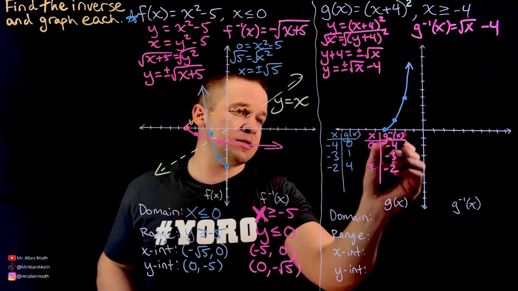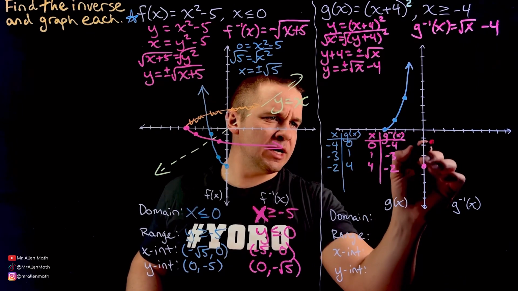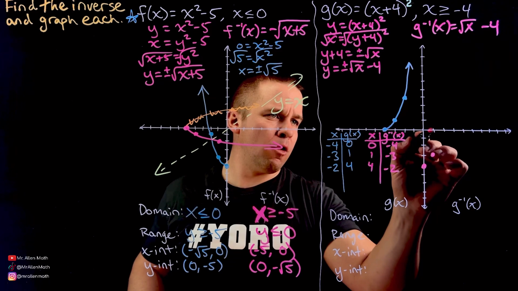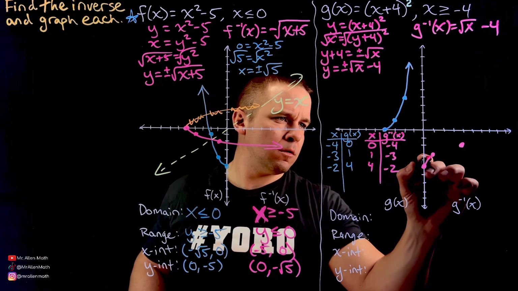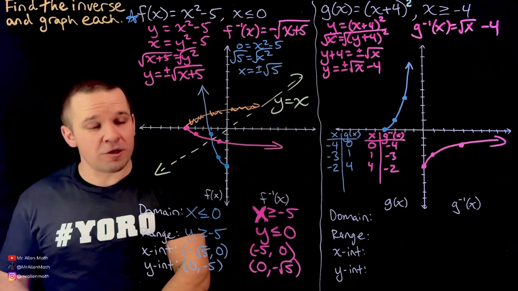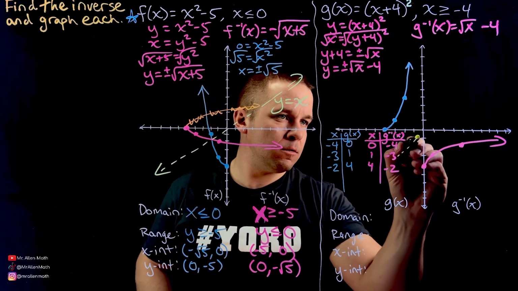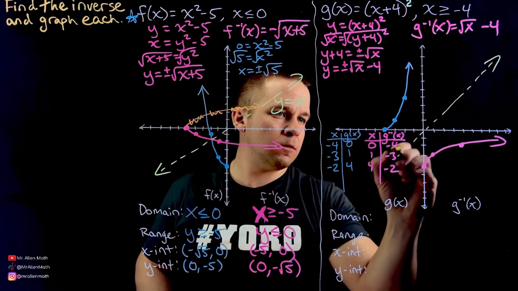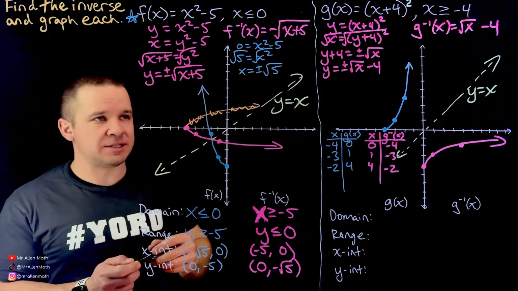So let's plot these things. 0, -4. We got 1, -3. And we got 4, -2. Graph it. And I'll draw the line in. Hopefully you see it right now. Maybe you don't, it's okay if you don't. Looks like it reflects across that line to me, right?